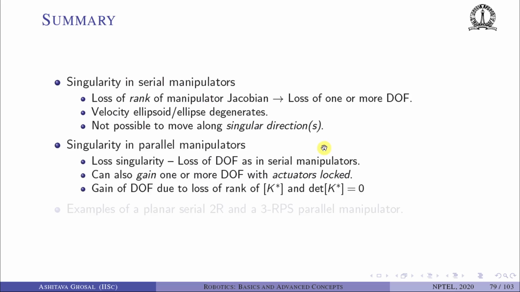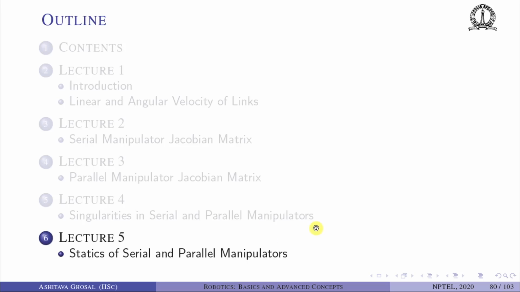With singularity in a parallel manipulator, you can also lose 1 or more degrees of freedom, very similar to the loss of degree of freedom in a serial robot. But it can also gain 1 or more degrees of freedom with actuators locked. Okay, so the gain of degree of freedom is due to the loss of rank of K star and the determinant of K star equal to 0. So I showed you examples of a planar 2R and a 3RPS parallel manipulator.